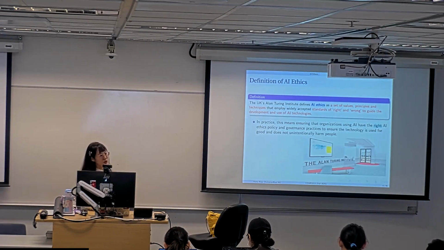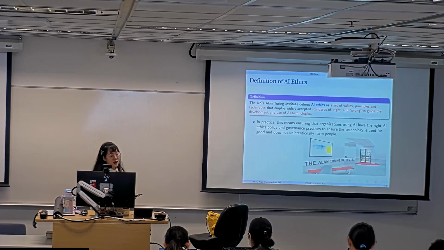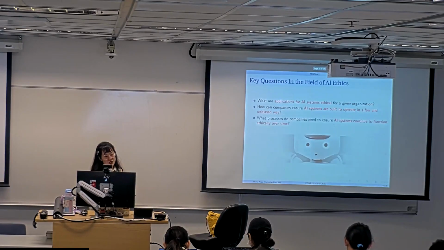We know that in the legal concept, we also have rights. Basically, you have the right to do something. Here, in ethics, we only talk about the moral concept of right. So have the right AI ethics policy and governance practices to ensure the technology is used for good and does not unintentionally harm people. And there are some key questions in the field of AI ethics that researchers and ethicists want to address.